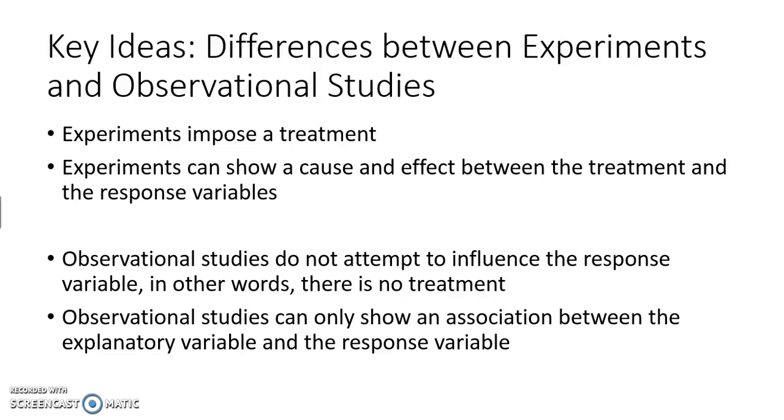In other words, there is no treatment. Lastly, observational studies can only show an association between the explanatory variable and the response variable. Even if my observational study that we designed showed that students who said they were receiving more tutoring did better in math, I would only be able to say there's an association between receiving tutoring and higher math scores. Until I do an experiment, I cannot say that more tutoring causes an increase in math scores.